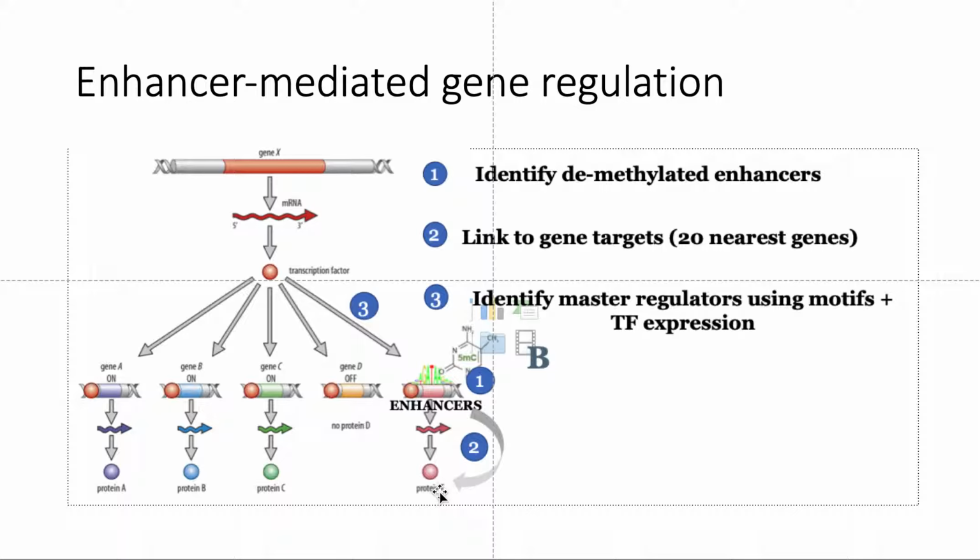The second step of ELMER is to identify which is this target gene. From the hypomethylated enhancers, it looks for the 10 upstream and 10 downstream genes, and it tries to see which of those are upregulated. And the third step is to identify which master regulator transcription factor binds to that enhancer and then regulates our distal gene. So this is the network ELMER tries to reconstruct.